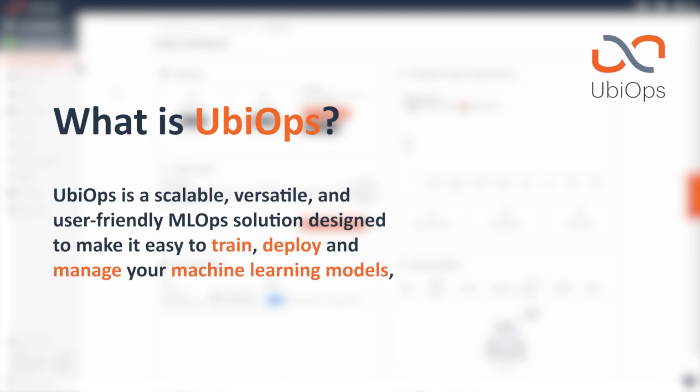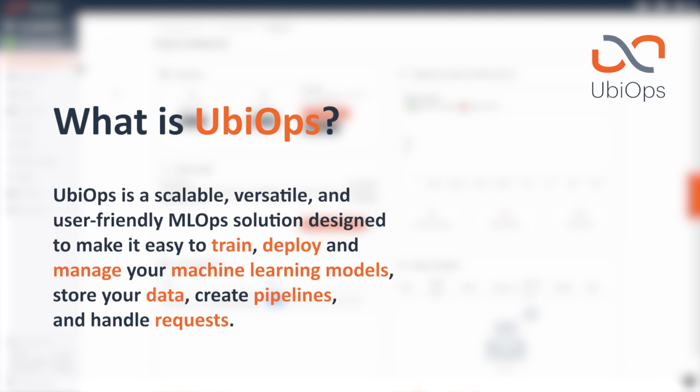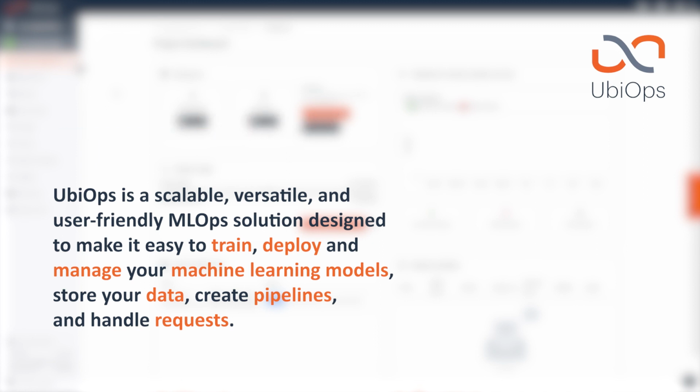First things first, what's UbiOps? Well, UbiOps is a scalable, versatile, and user-friendly MLOps solution designed to make it easy to deploy and manage your machine learning models, store your data, create pipelines, and handle requests, all without breaking the bank. In this video, we'll be walking you through each of those steps.